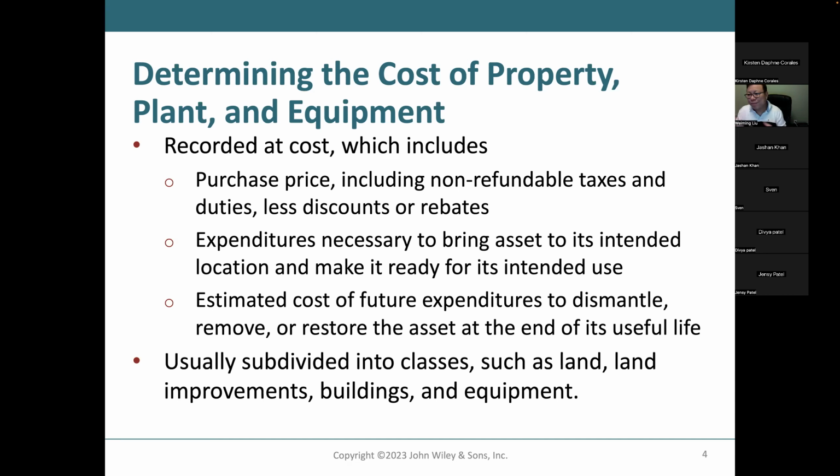to beautify the environment, right? The pretty, right? So if you do landscaping, right? So land and land improvement, and the buildings and the equipment. So these would be the PPE categories.